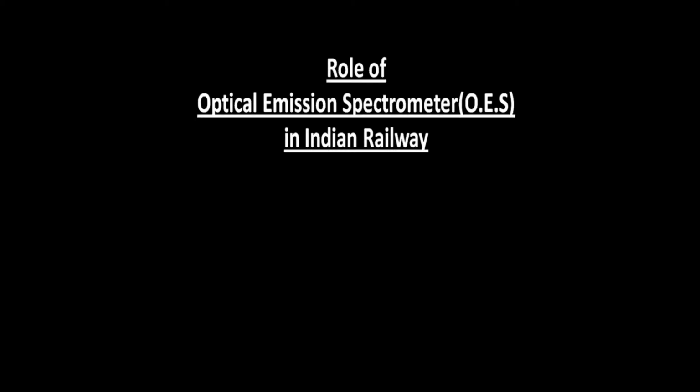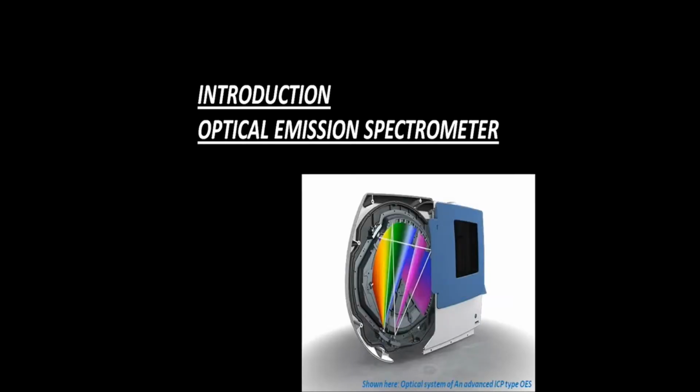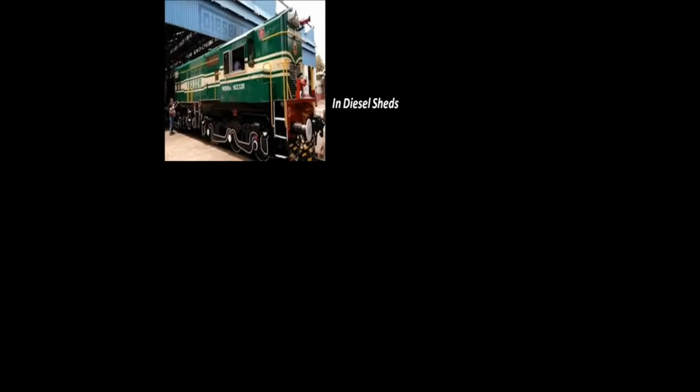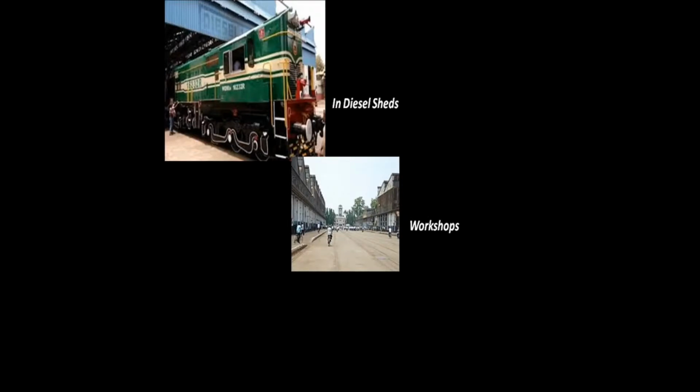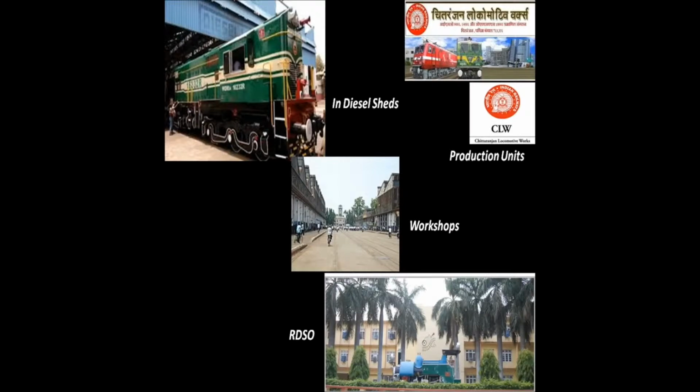Welcome. Today we will learn about the OES or optical emission spectrometer and its significance in day-to-day working of Indian Railways. OES can be called the backbone of modern MNC laboratories as its usage extends from analyzing in-service lube oil in diesel sheds, assessing chemical composition of new incoming metal components in workshops, doing ladle analysis of the melt in production unit foundries, and failure investigation and R&D activities at MNC Directorate RDSO.